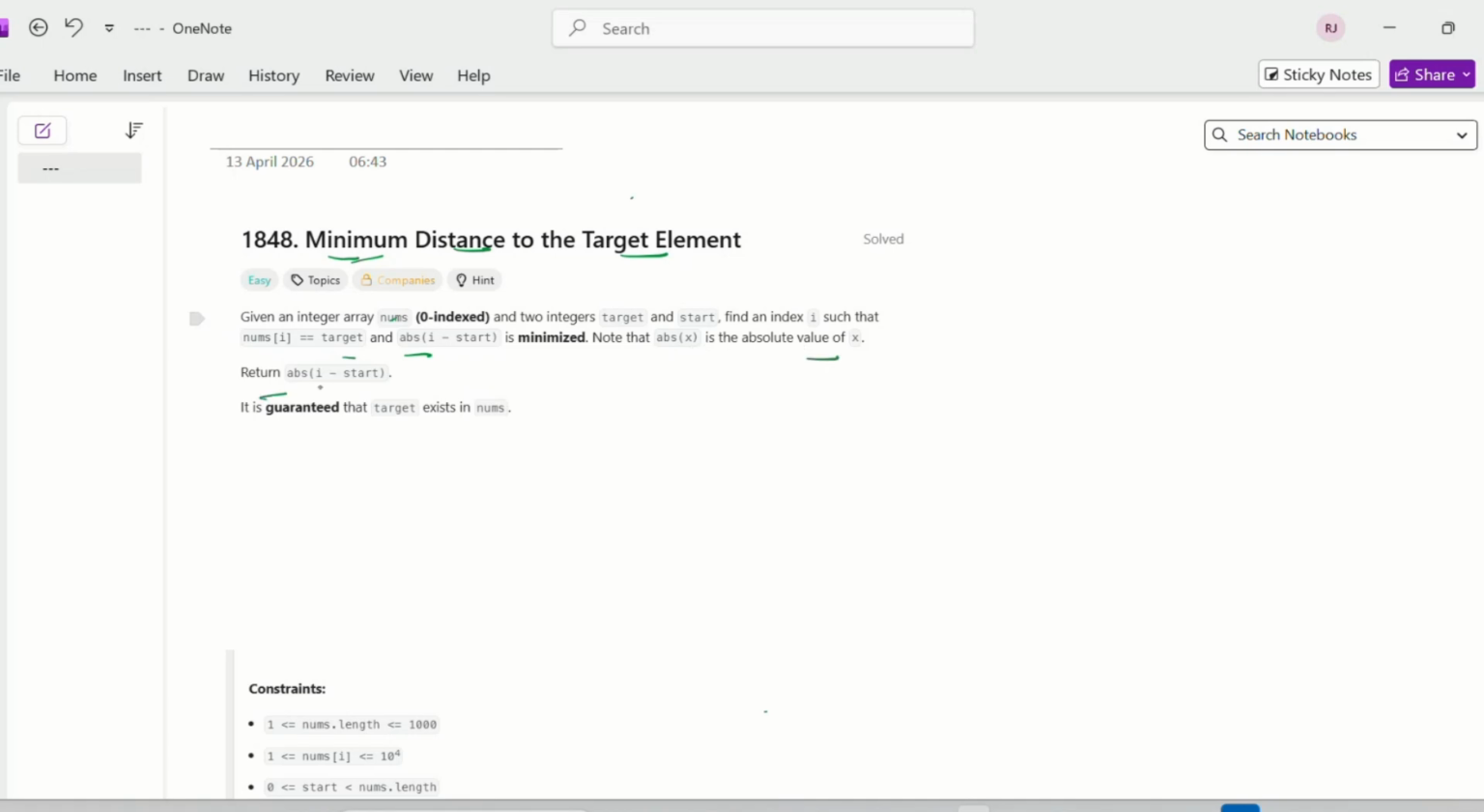We need to return the absolute difference between i and start, and it is guaranteed that the target exists in nums. So we will be given nums in the input. We will be given the target and the start index.